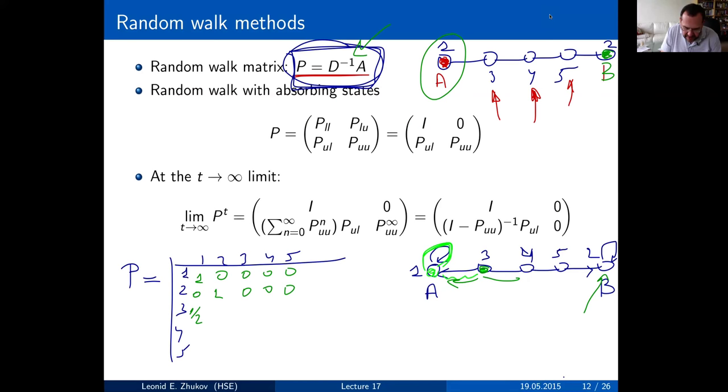From node 3 to node 2 is 0. Node 3 to 3 is 0. From 3 to node 4 is also 1/2. And here is 0. If I start with node 4, the probability to get to node 1 is 0, to node 2 is 0, the probability to get to node 3 is 1/2, we're not staying on node 4, the probability to get to node 5 is 1/2. And if I start from node 5, the probability to get to node 1 is 0, to node 2 is 1/2, 0, 1/2, 0.